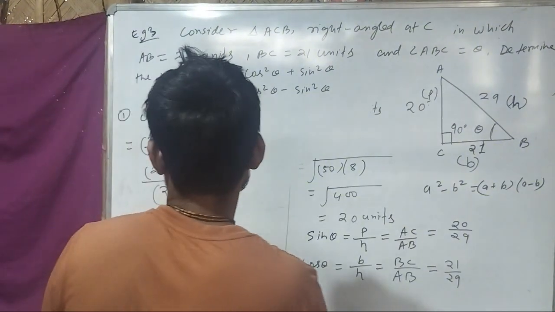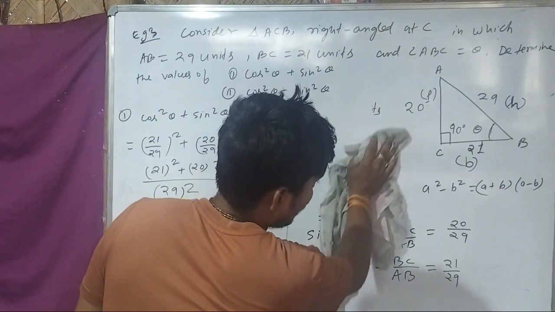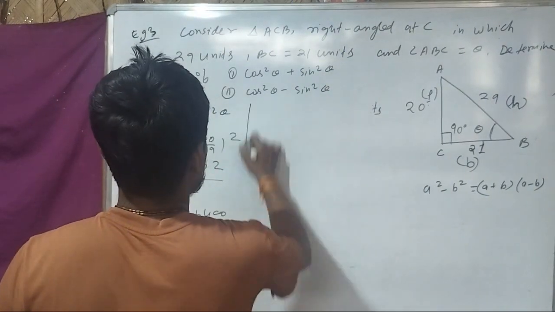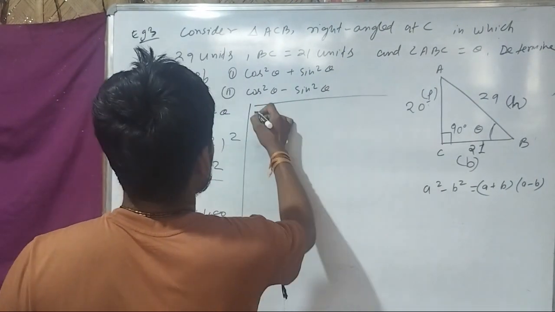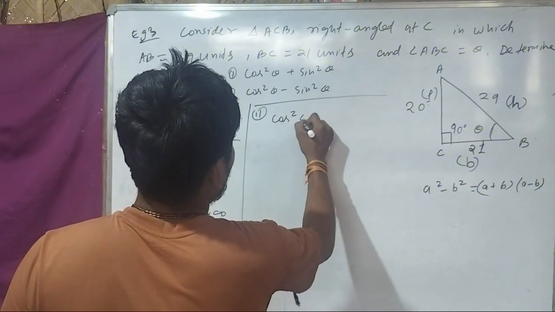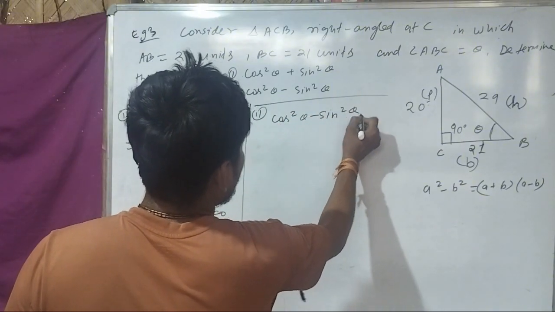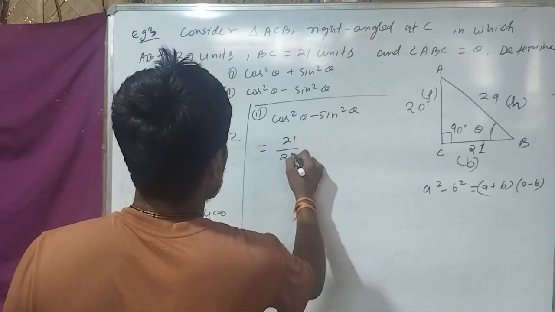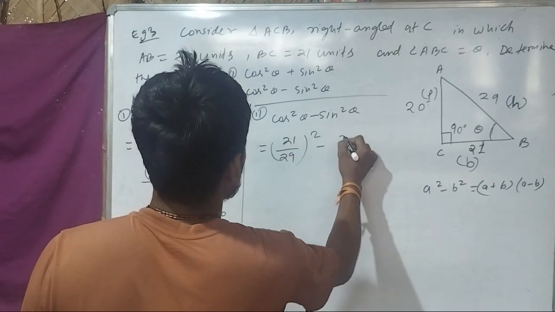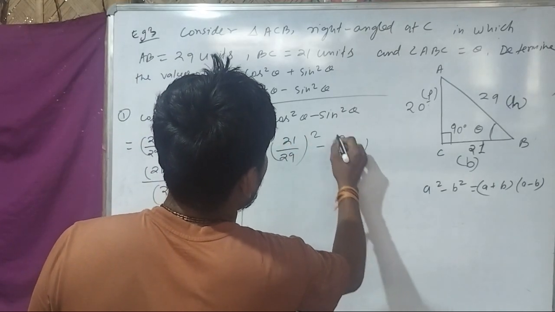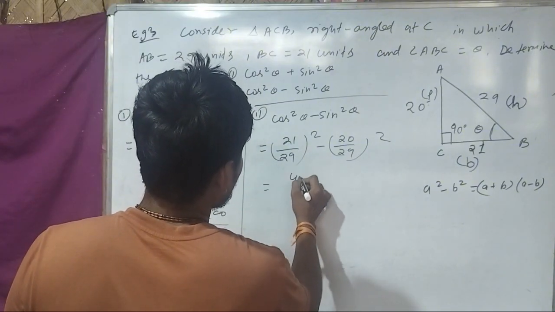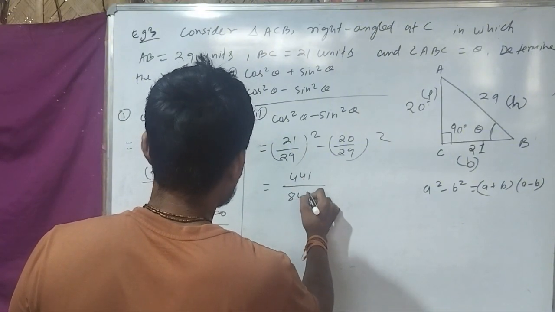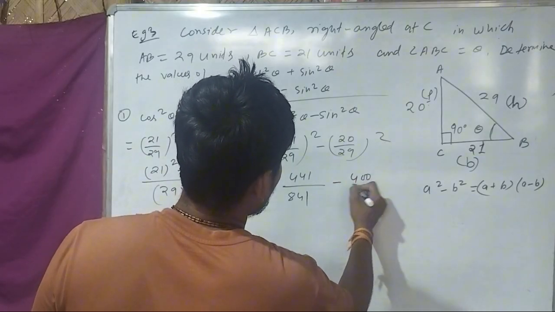Now next we will do the next question. Number 2 is given. Number 2 is cos square theta minus sin square theta. So we have taken cos square theta, that is 21 by 29 whole square, minus 20 by 29 whole square. So 21 square is 441 and 29 square is 841, minus 20 square is 400.